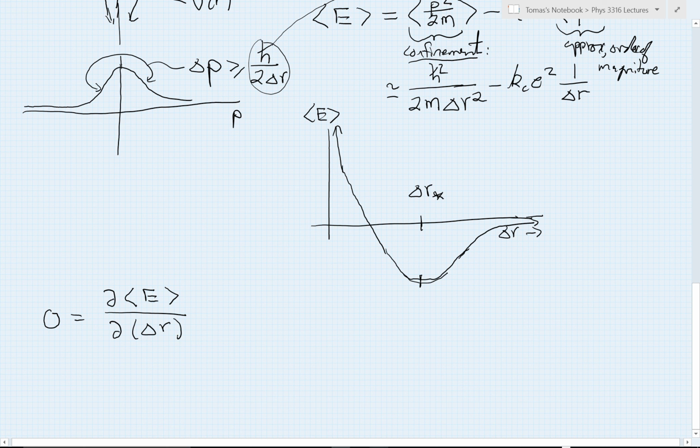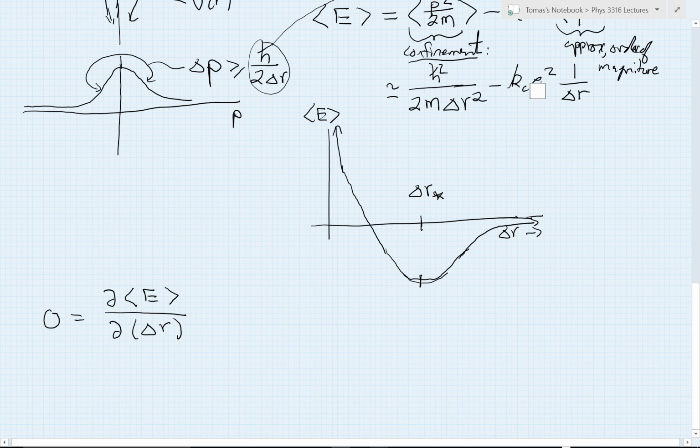So now the analysis becomes more or less a mathematics problem. Let's try to minimize this function. We know how to do that. We set 0 equal to the derivative of the quantity we are minimizing, which is this average energy, with respect to the variable that we're minimizing it with, and that's delta R.